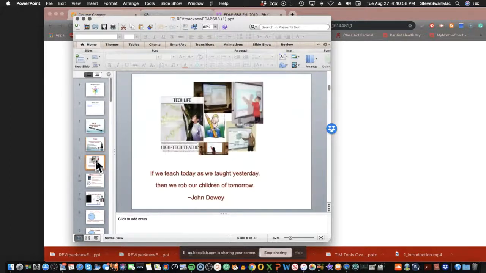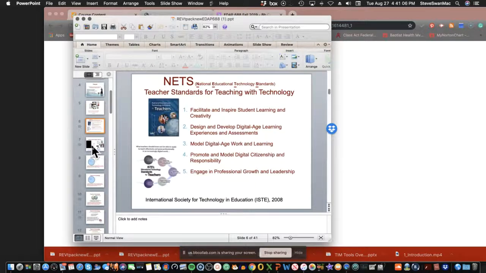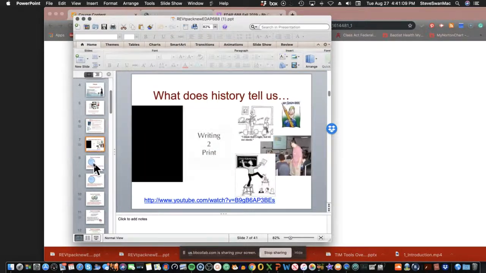Let me see if I can help you see how this all works today. There's your classic John Dewey quote. You can't have a PowerPoint in education without a John Dewey quote. Here's the NET standards. We'll just keep going.